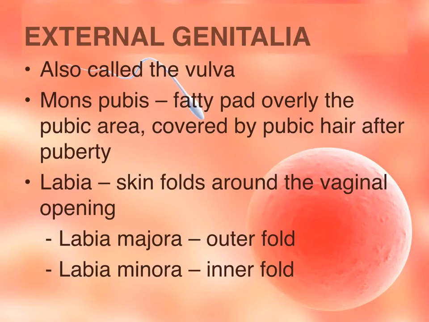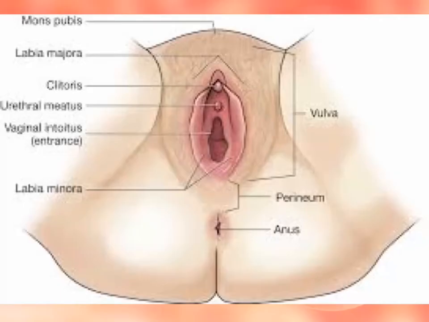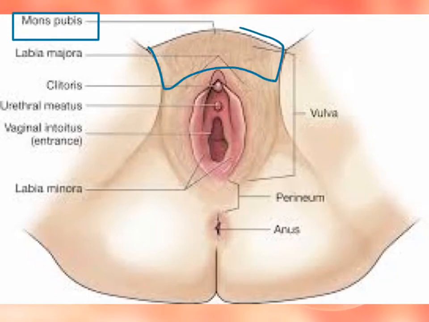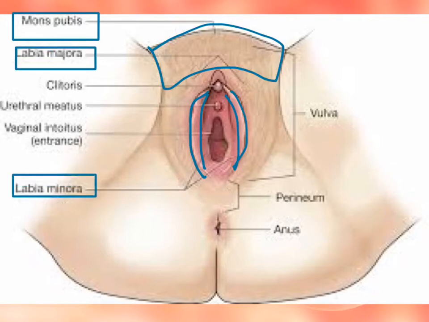In males, those two layers of the labia will come together and form the scrotum, the scrotal sac in the male. So the mons pubis would be this area right here, the top portion, and then the labia majora would be this outer fold here. Then the labia minora is the inner fold, right around the vaginal opening.